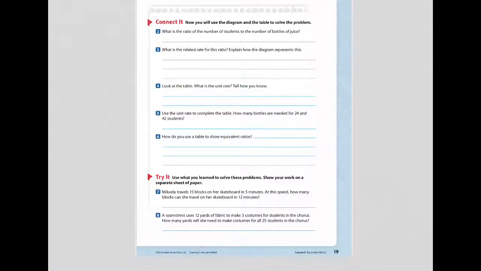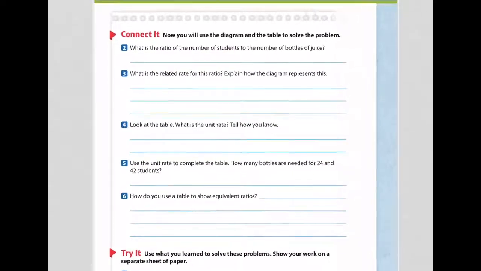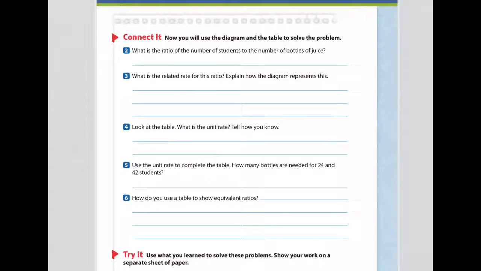So now make sure you're on page 19. This page is going to be divided into a couple different types of questions. Now here is your first job. Your first job is going to be to try 2 through 6 on your own. And you're going to pause the video while you do those, and you could restart it when you're done.